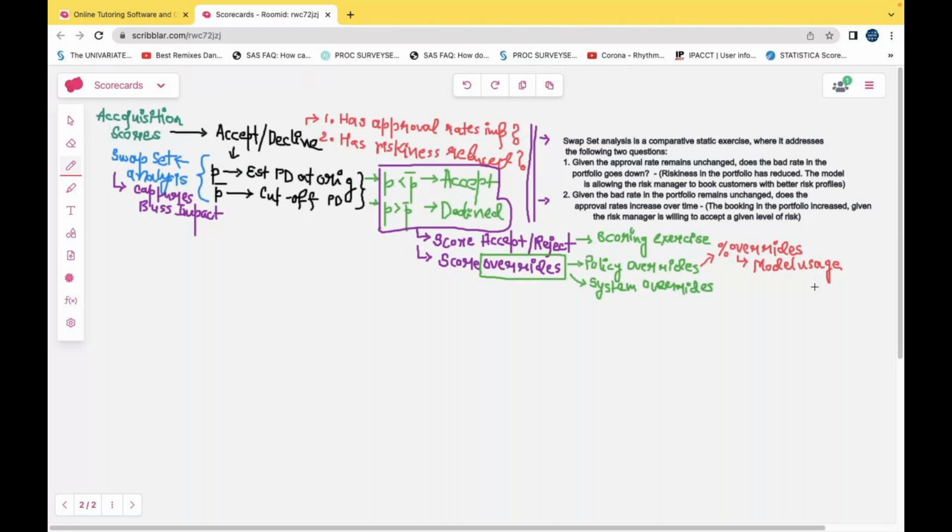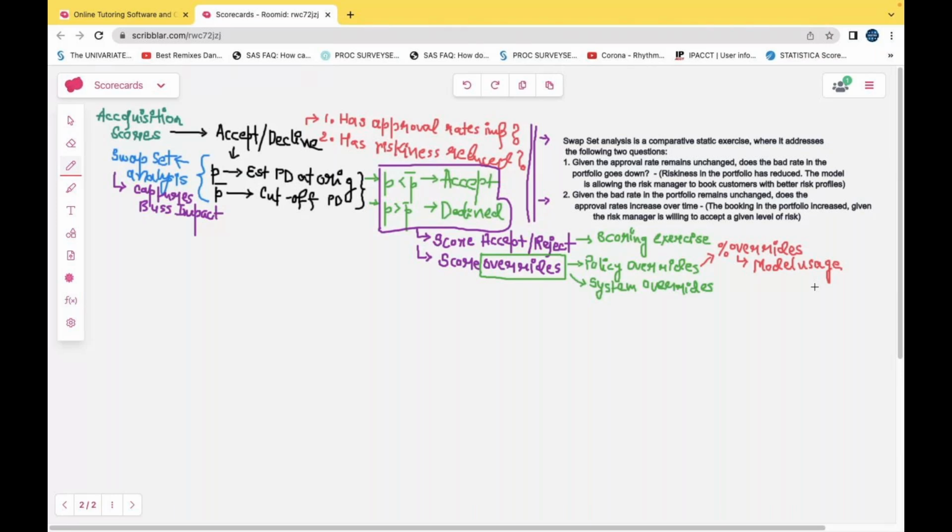Let's say I have my segments, like relationship and non-relationship customers, right? And then I see that the non-relationship customer segment has been ramped down by the business, so the model is no more used, or has very limited usage over there, right? And most of the scores are being overridden scores.